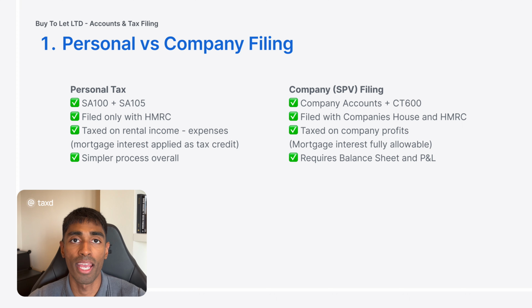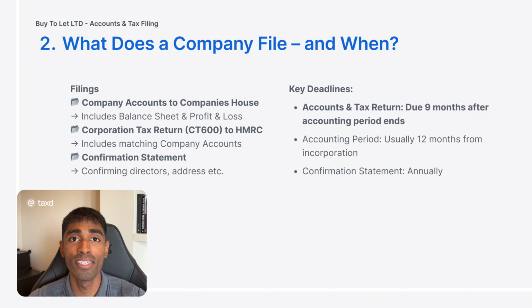You file your company accounts with Companies House, and these include your balance sheet, which includes assets like the properties you own, or liabilities like mortgages, and a profit and loss report showing your income and expenses. Now, as of April 2025, the profit and loss is not visible to the public, only the balance sheet. However, there are plans to change that.